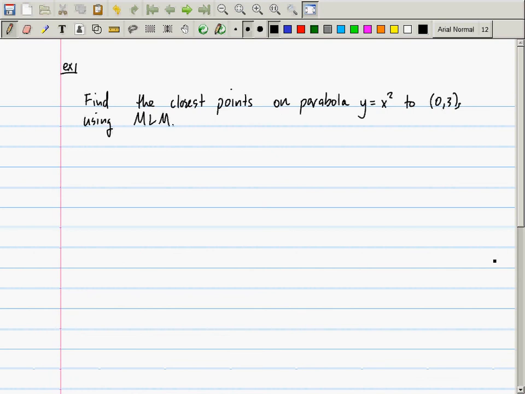The closest points on the parabola y is x squared to the point 0, 3 using the method of Lagrange multipliers. Okay, so let's draw a picture so everyone really understands what it is that's being asked. Okay, so then that parabola given is the standard parabola, right? It opens up, it goes through the origin, like so, up to my ability to draw. Now let's try that again. That's not really better. Okay, that's fine.